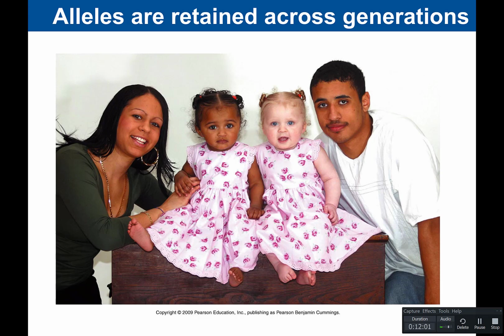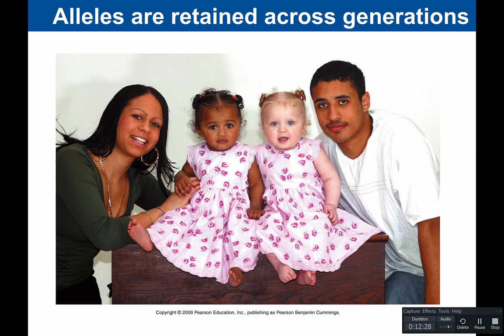However, their coloration is very different. One is much more fair, has light color eyes, light hair. The other twin is darker skinned. That's because of simply random chance. The baby who is lighter skinned happened to, just by chance, inherit both of her parents' lighter coloration genes. And therefore, she is lighter in coloration.